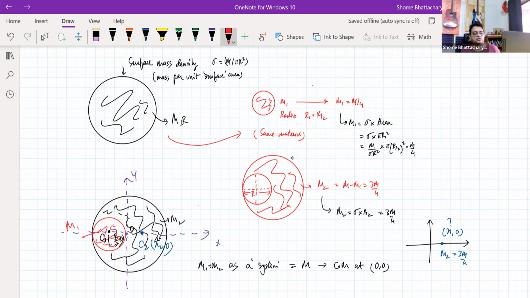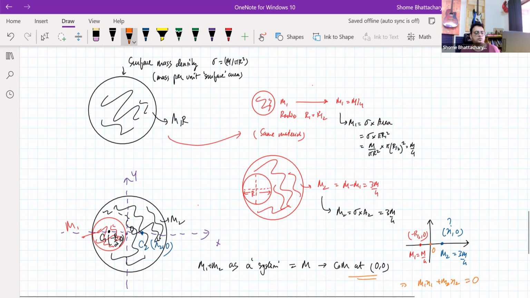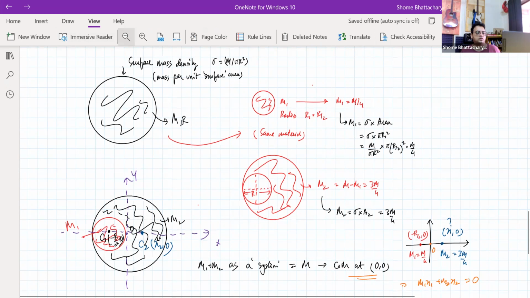Whereas replace the mass M1, which is m by 4, at a position that we know, minus r by 2 comma 0. Now this system's center of mass should be located at the origin. So M1 x1 plus M2 x2 should be 0. That is the meaning of application of superposition.